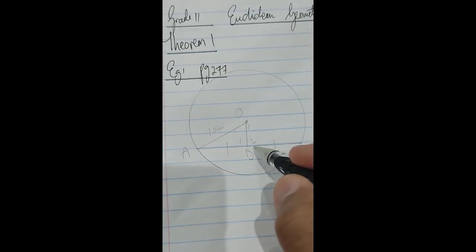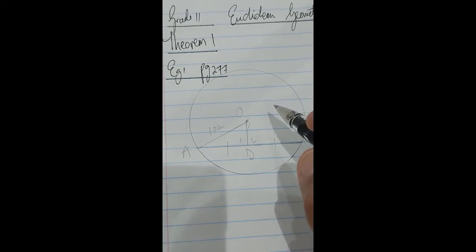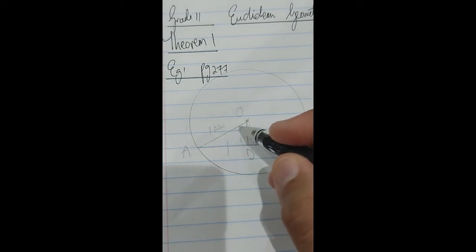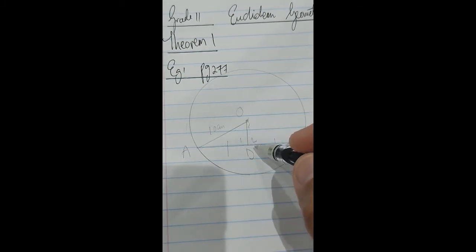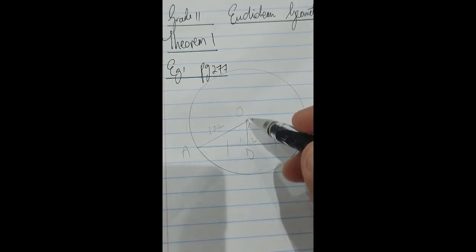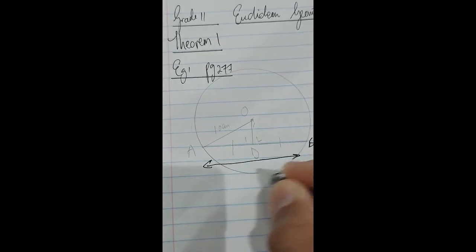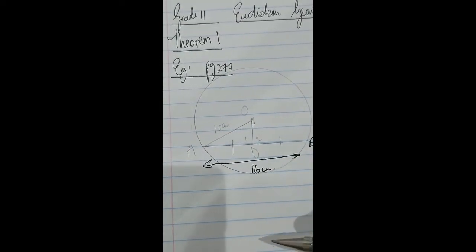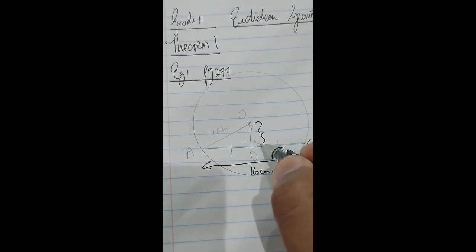So the question says, given AB is a chord of the circle center O. Okay. D is the midpoint of AB. As indicated there, it's the midpoint, so those lengths are equal. Then we are told that AO and OD are joined. AO is equal to 10 centimeters, AB is equal to 16. So that is your 16 centimeters there. The question says calculate the length of OD, which is this length here.